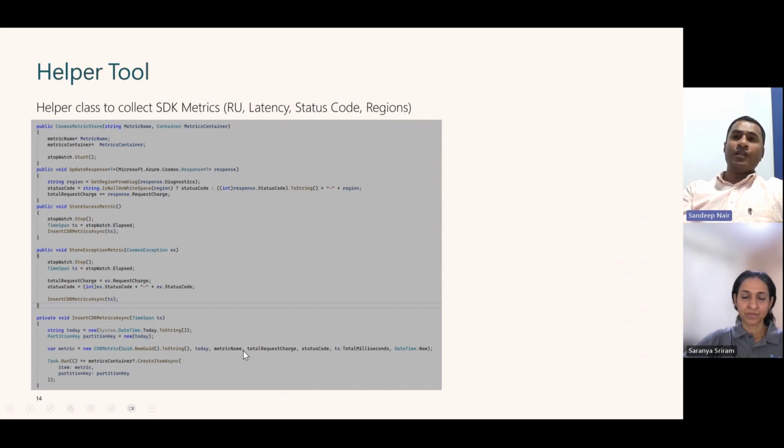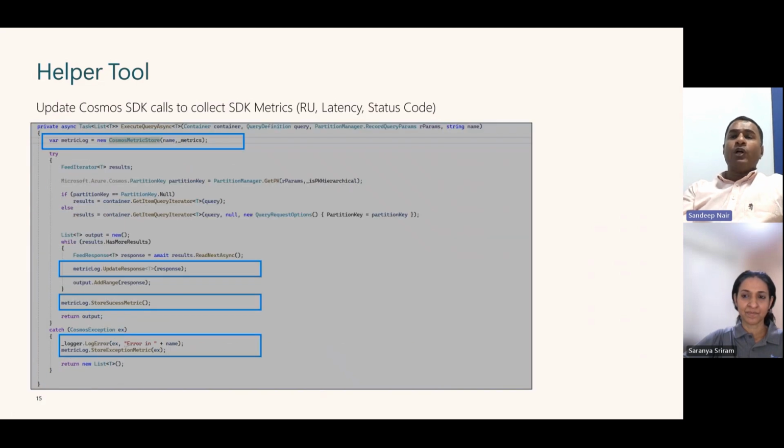And in my case, I'm using it to paint the dashboard I showed you. If you were to plug this class into your Cosmos DB API calls, this is how you would do it. You would initialize the class. Wherever you get a response, you will use the update method. Then at the end of the function, you will record a success, or in case of an exception, you will store an exception. So basically, after creating the class and adding these 4 lines of code in a Cosmos DB API call, you could store all these metrics and use them for analysis.